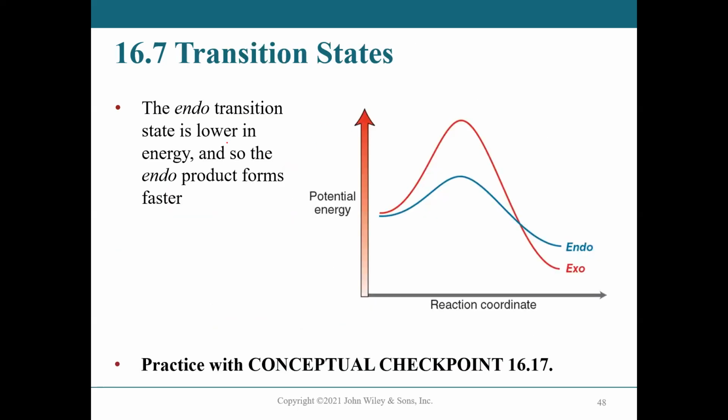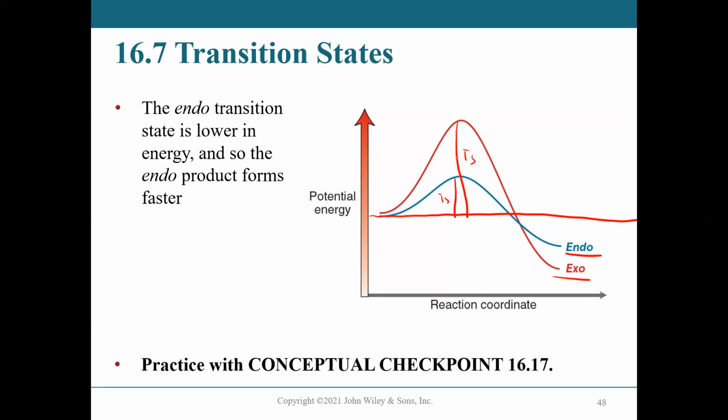The endo transition state is lower in energy, and so the endo product forms faster. So here we have the endo versus the exo. Even though the exo product's potential energy is lower, if we make this point our baseline, this transition state right here, we'll call it TS, or activation energy.